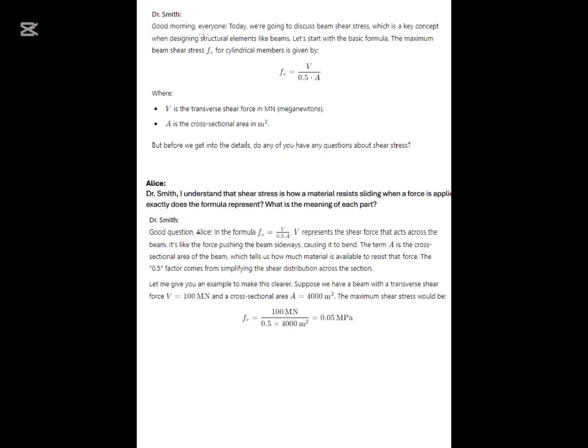So here you can see Dr. Smith is saying, good morning everyone. Today we are going to discuss beam shear stress, which is a key concept in designing structures like beams. Let's start with the basic formula. The maximum shear stress for cylindrical members, you have to note that this is for cylindrical members, is given by V divided by 0.5 A. V is the transverse shear force and A is the cross-sectional area.